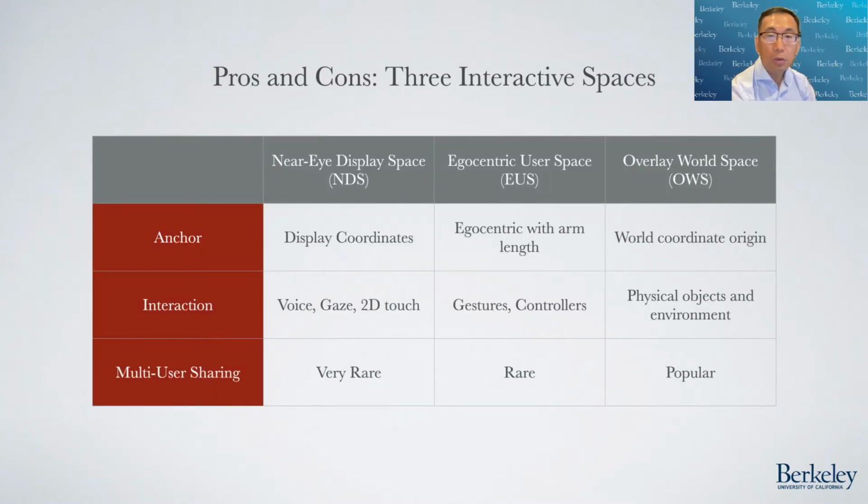To summarize the pros and cons of the 3 interactive spaces, for NDS, any content should be anchored on some fixed display coordinate, because literally it serves as a regular 2D display function. A user can use voice, gaze, or 2D touch to navigate, but multi-user sharing is very rare.